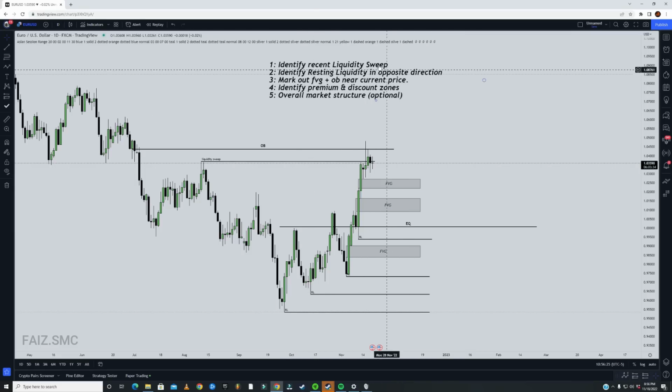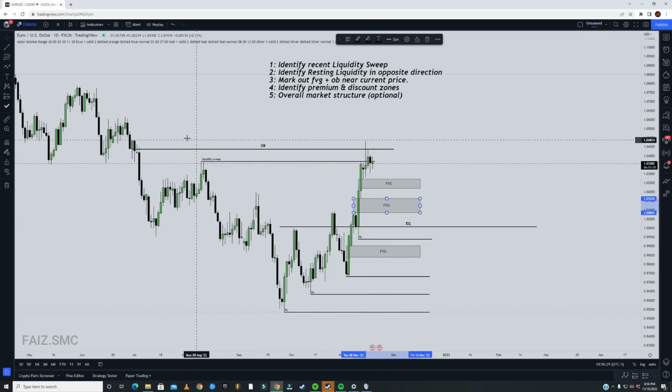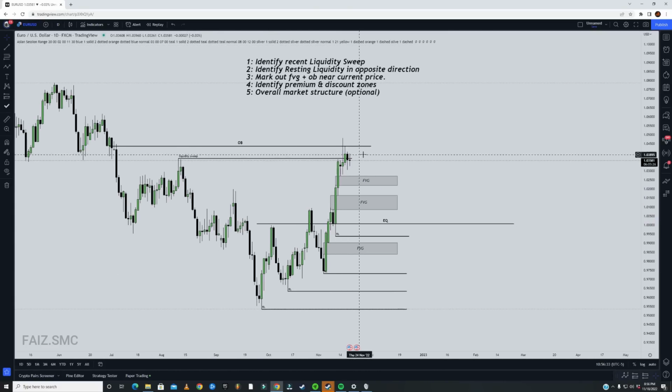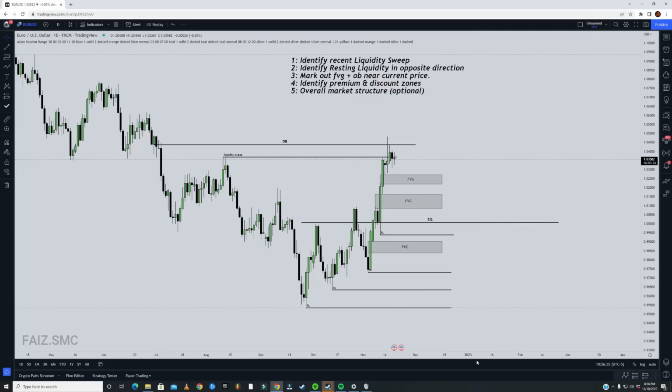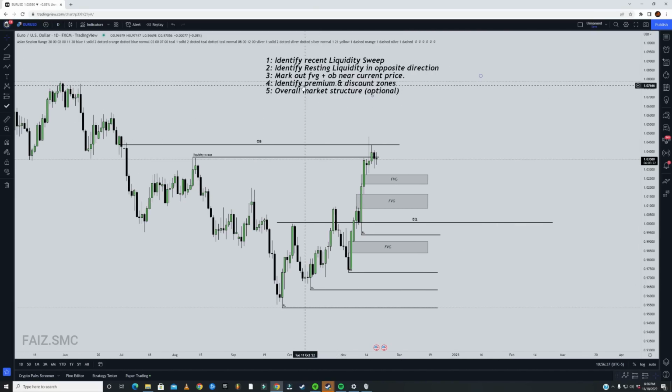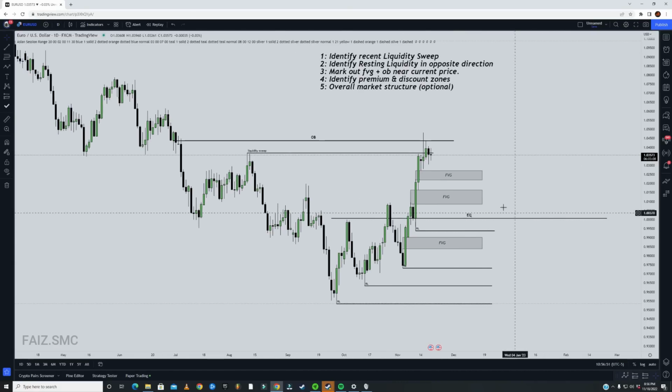Then you mark out fair value gaps and order blocks. So you have your fair value gap here, here, and here. We also had some fair value gaps here, but I just removed them because I wanted this chart to look clean. And then we identify premium and discount zones. So you can see that we marked out the Fibonacci from the low of this move to the high of this move. And then we marked out the 0.5 level of Fibonacci, which is considered to be EQ.